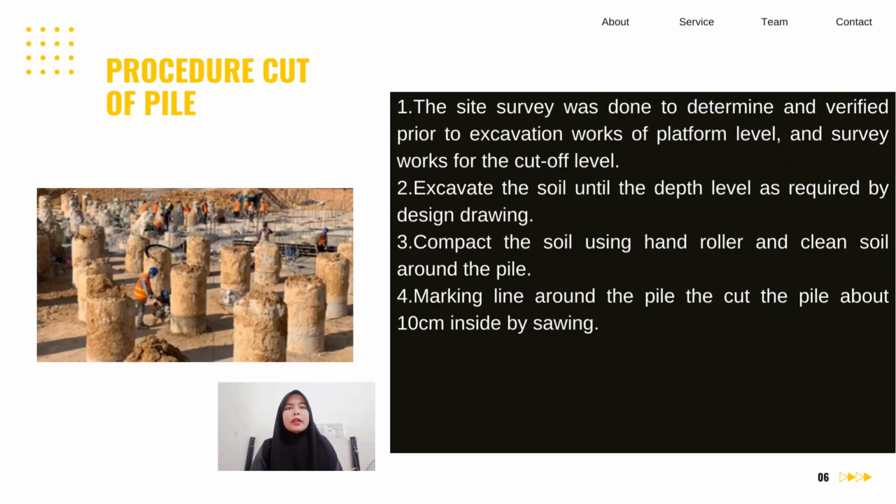The procedure of cut-off pile. First, the site survey was done to determine and verify the platform level and survey works for the cut-off level prior to excavation works. Second, excavate the soil until the depth level required by the design drawing. Third, compact the soil using a hand roller and clean the soil around the pile. Fourth, mark a line around the pile. Fifth, cut the pile about 10 cm inside by sawing.